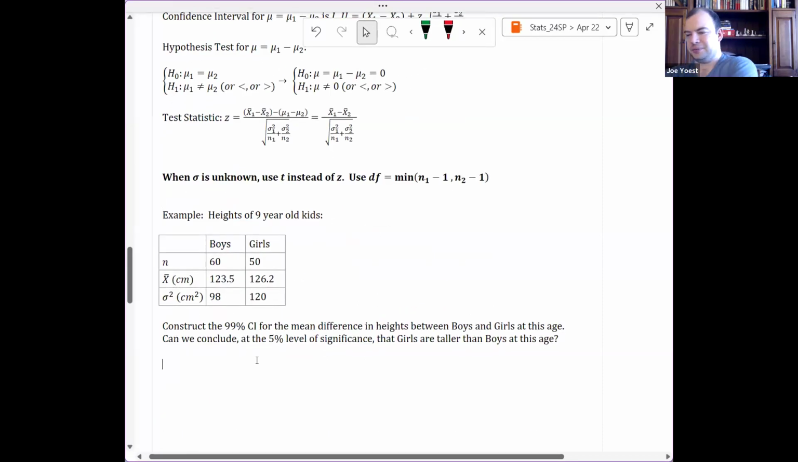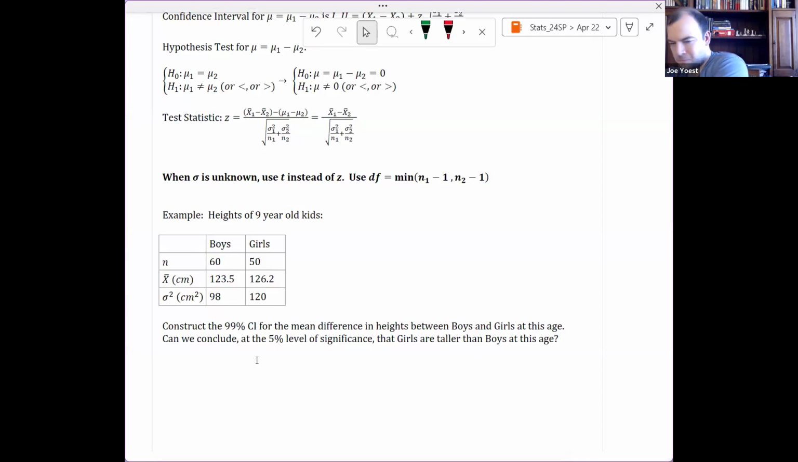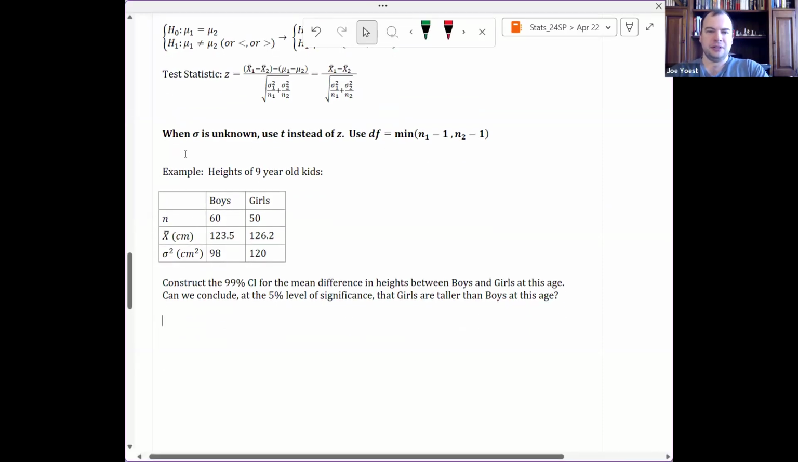Okay, so let's look at a couple examples. Here we have some heights of 9-year-old kids, and we have a sample of 60 boys and 50 girls. The boys had a sample mean height of 123.5 centimeters, the girls 126.2 centimeters. And we'll suppose, note that we're given variance, their population variances are known to be 98 and 120 for boys and girls respectively. We want to construct the 99% confidence interval for the mean difference in heights between the boys and girls at this age. And we want to answer the question at the 5% level: can we conclude that girls are taller than boys at this age?